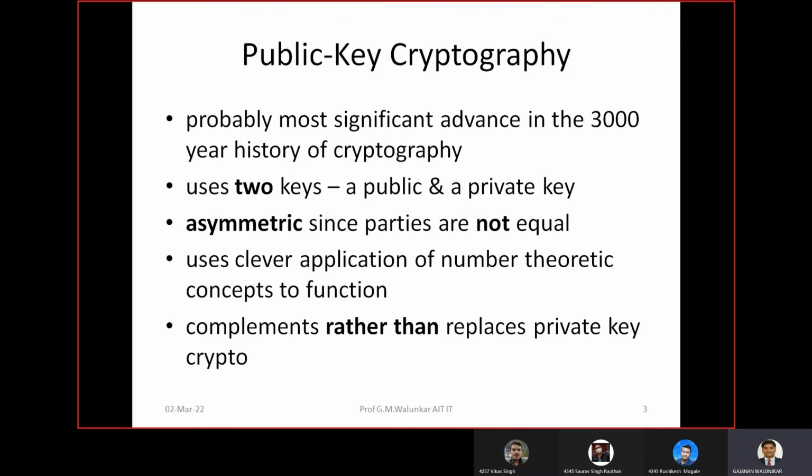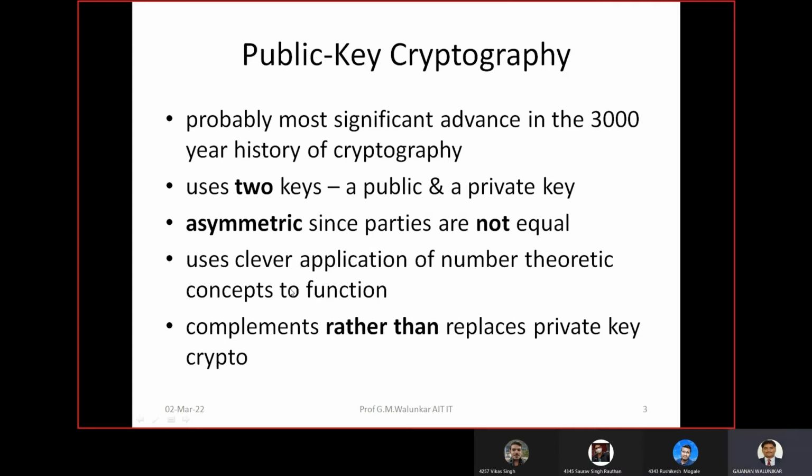Public key cryptography. Here two keys you are supposed to use, a public key and a private key. The public key you use for the encryption, and the private key of the same user is used for the decryption purpose. It is asymmetric cryptography. Public key cryptography, or the RSA algorithm, is an example of asymmetric key cryptography, right? Because the parties, sender and receiver, are not equal.